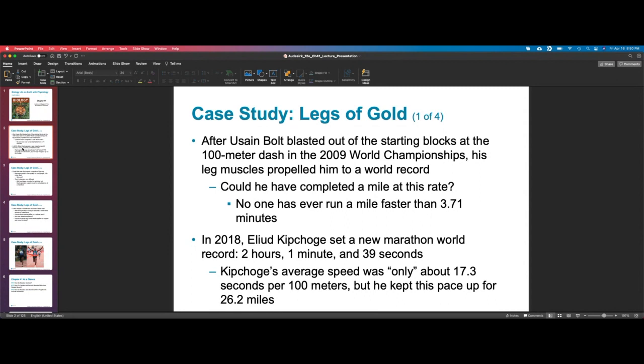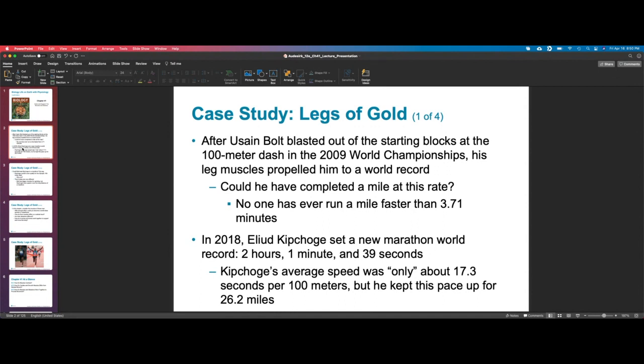So for instance, here we see that no one has actually run a mile faster than 3.71 minutes. And if you're me, nothing faster than 8 minutes. So I'm a little bit slow when it comes to that world record.